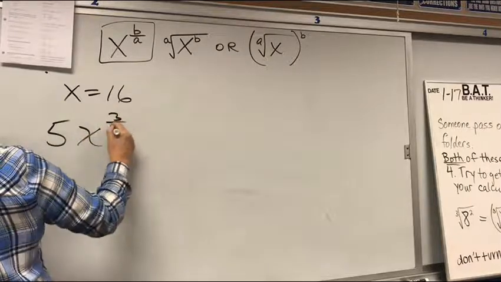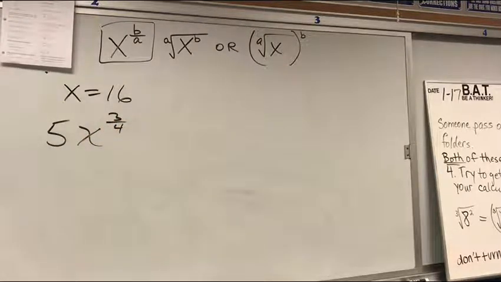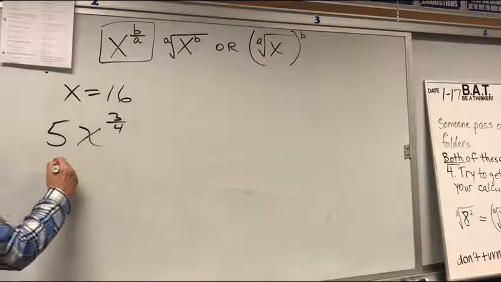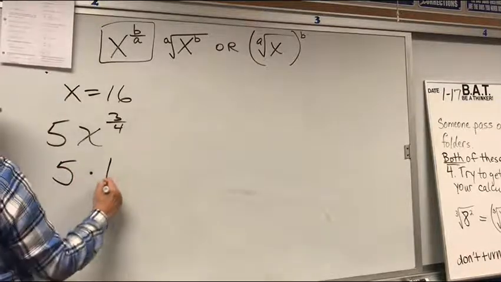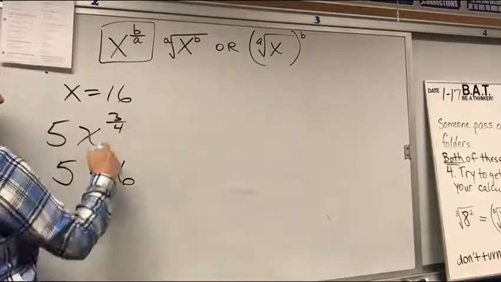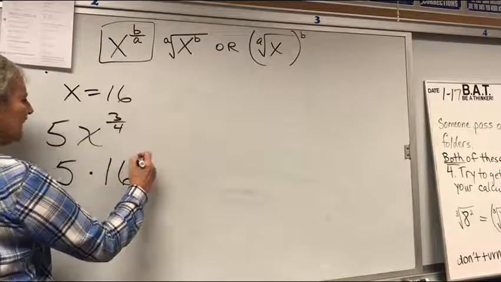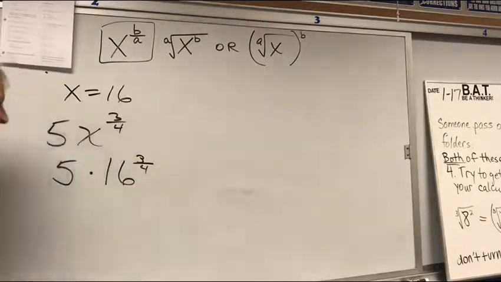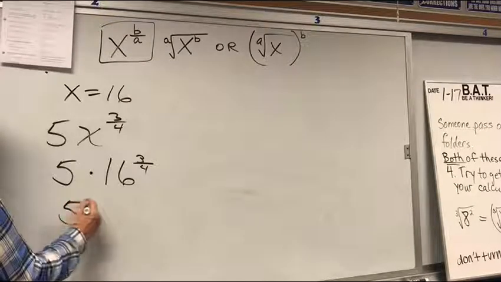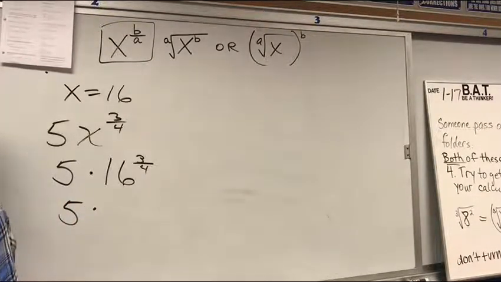5x to the 3/4 power. Now, of course, you can take your calculator and put 5 times 16 caret. You already know the answer. What is the answer? So it would be 5 times 12, because 16 times 3 is 48 divided by 4. No. Oh, wait, wrong number.